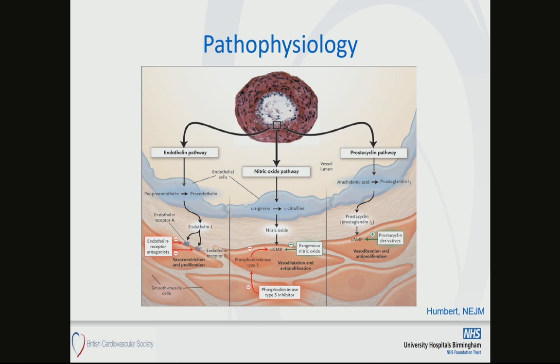So endothelin, it promotes vasoconstriction and proliferation of cells. Nitric oxide pathway, it's protective, it's vasodilatation, you get anti-proliferation, and then also your prostacyclin pathway, you get the vasodilatation and anti-proliferation. So you've got those 3 pathways all involved with the pathophysiology, and it's the drug companies that are targeting all those 3 different pathways.